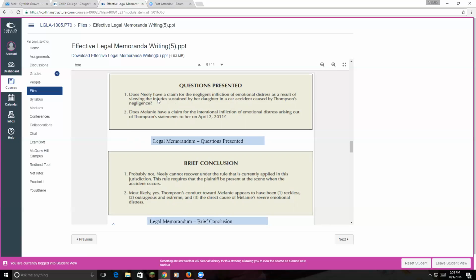Does Neely have a claim for the negligent infliction of emotional distress as a result of viewing the injuries sustained by her daughter in a car accident caused by Thompson's negligence? By the way, before we go on, even though this is a really effective one, I really like it. It's long. Let's just read how many words there are. 1, 2, 3, 4, 5, 6, 7, 8, 9, 10, 11, 12, 13, 14, 15, 16, 17, 18, 19, 20, 21, 22, 23, 24, 25, 26, 27, 28, 29, 30, 31. 31 words. And you know, we've talked about the fact that we ideally don't want to routinely be above 20 words.